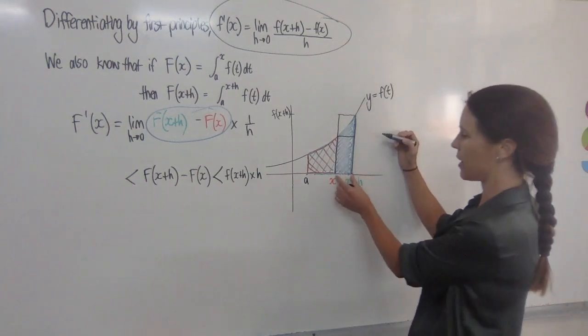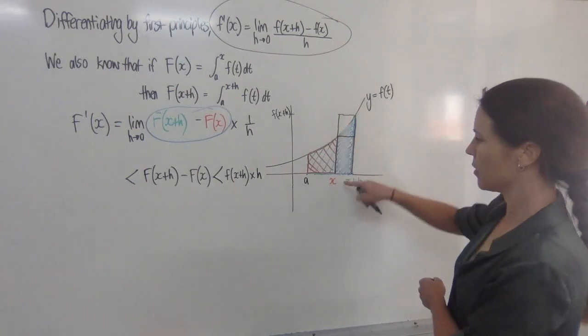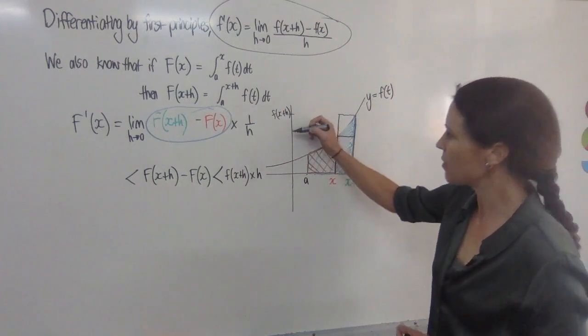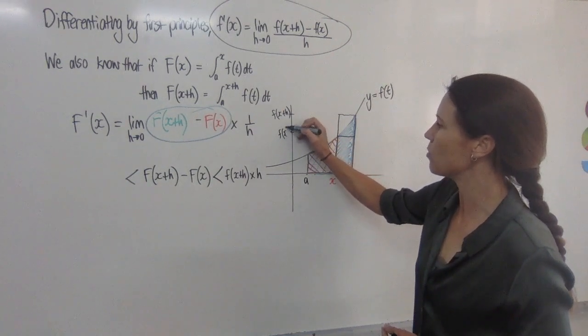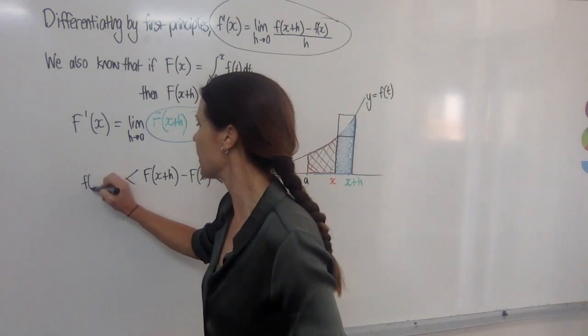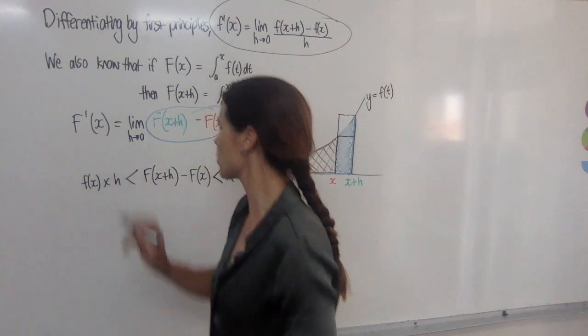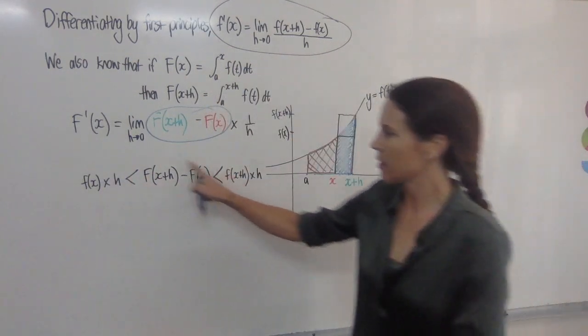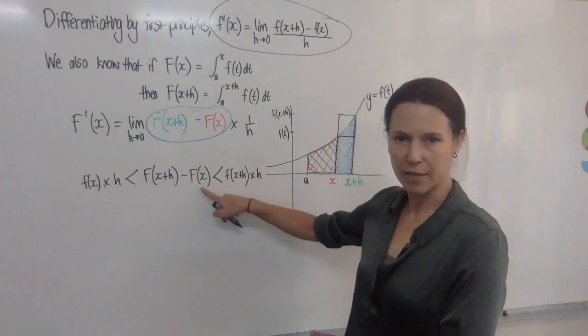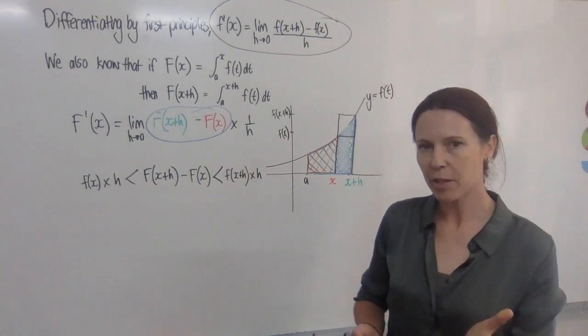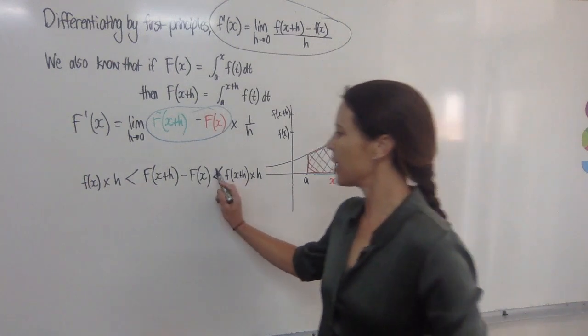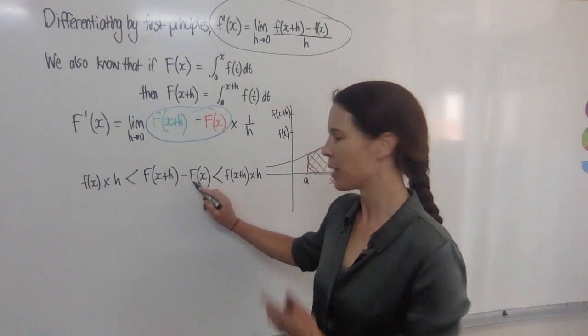And what about the little rectangle? Well, it's also h wide, and how tall is it? Well, if this is x, it is f of x tall. So we can put that over here, f of x times h. Okay, so we've got now a little expression for how big this area is. Okay, next I'm going to change my notation a little bit. Here, haven't we said that this is one area minus another?